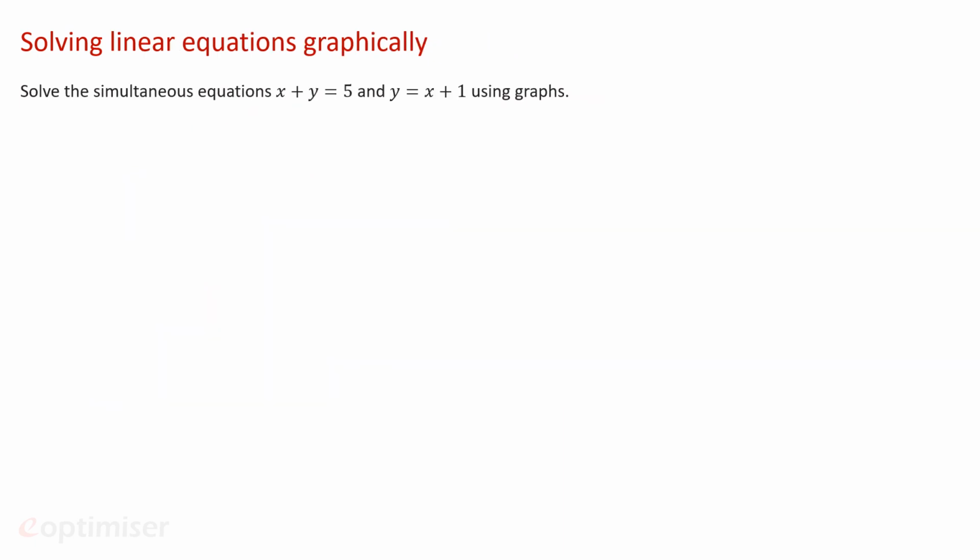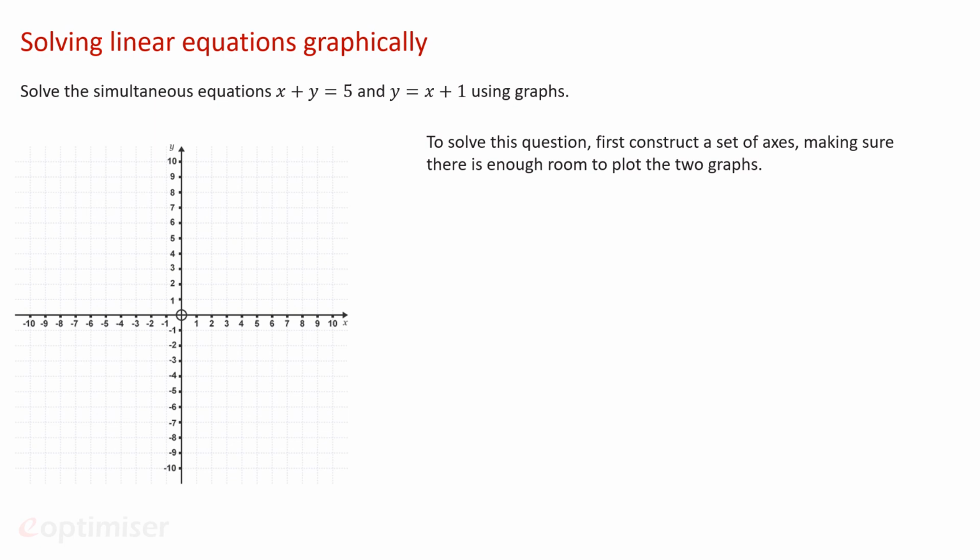So now we will see how to draw the graph and find the solution for two simultaneous linear equations. One linear equation is x plus y is equal to 5. The other one is y is equal to x plus 1. So we need to have a Cartesian plane to draw the graph. Now we need to find some points to draw the graph for y is equal to x plus 1. Similarly, we have to find some points to draw the graph for x plus y is equal to 5. First, we will look at y is equal to x plus 1.